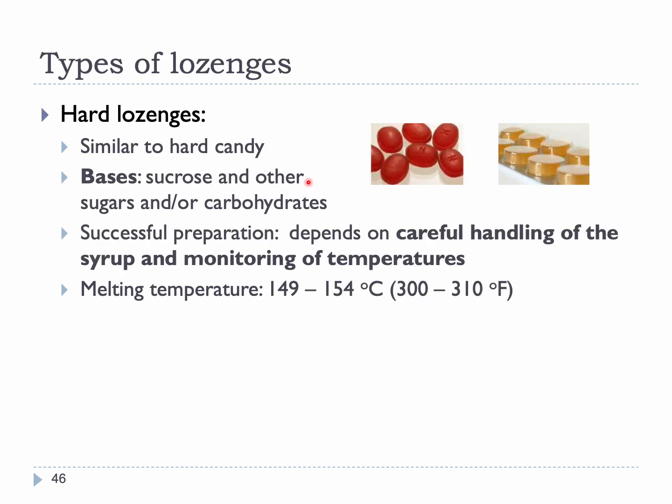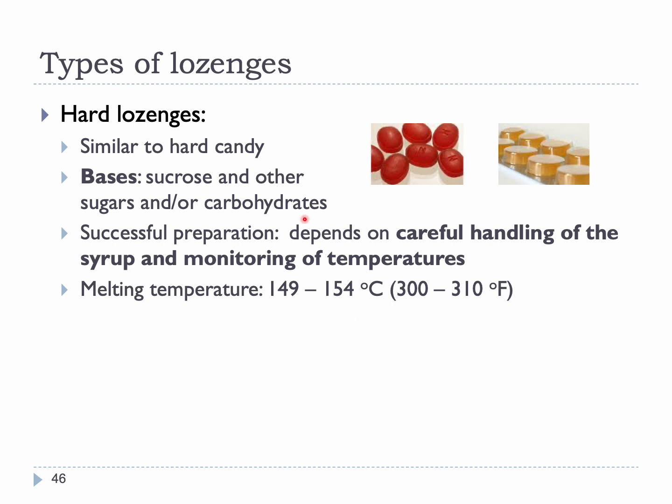There are two types of lozenges: hard lozenges and soft lozenges. The hard lozenge is similar to hard candy. The base used to make hard lozenges is sucrose, which can be combined with other sugars or carbohydrates. Successful preparation depends on the handling of the syrup and monitoring of the temperature. It's very important to monitor the temperature to ensure that the base can harden at the specific time. Usually the melting temperature is from 149 to 154 degrees Celsius.